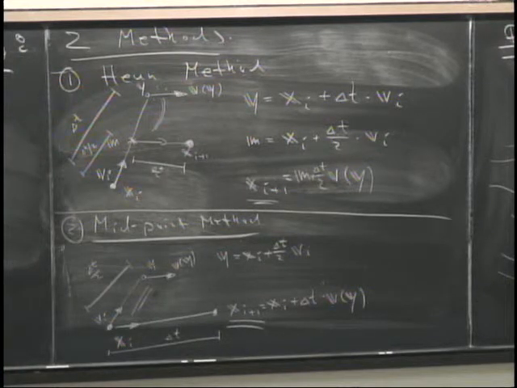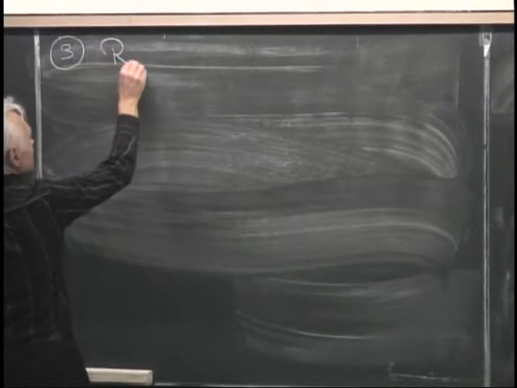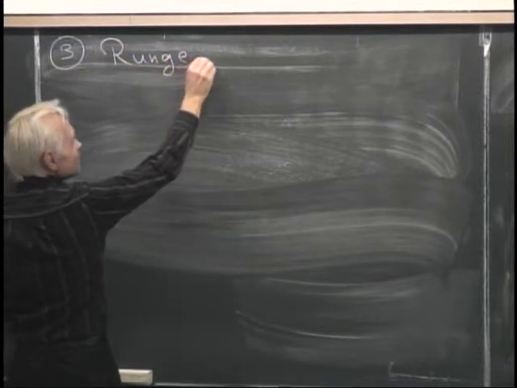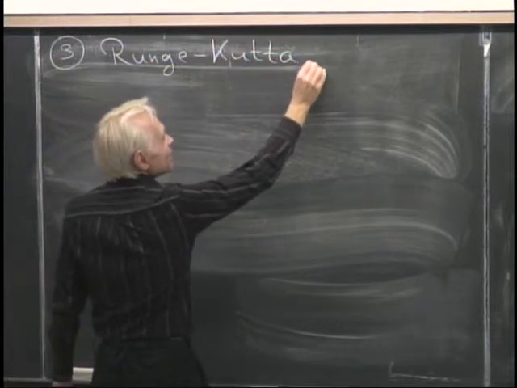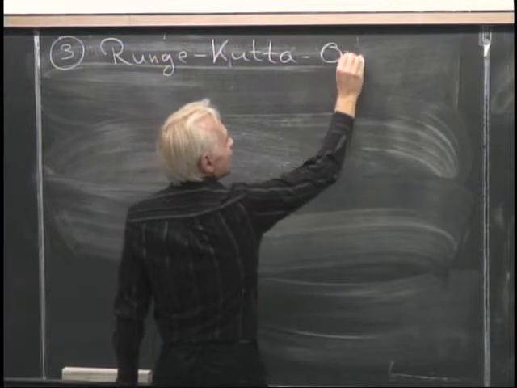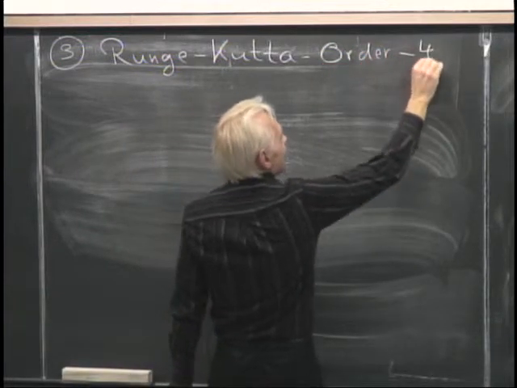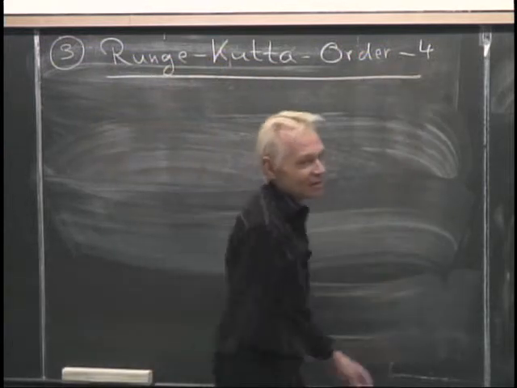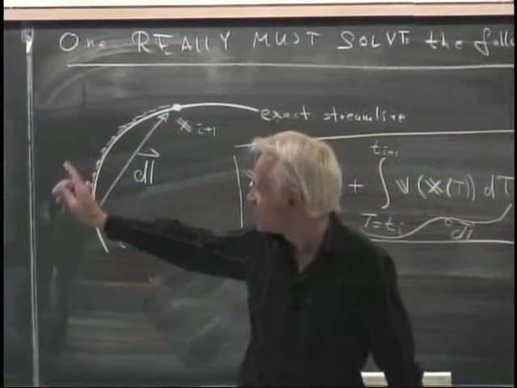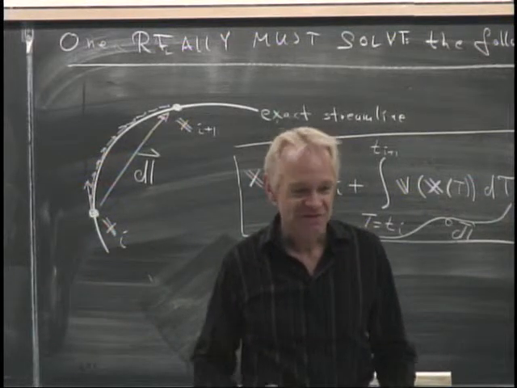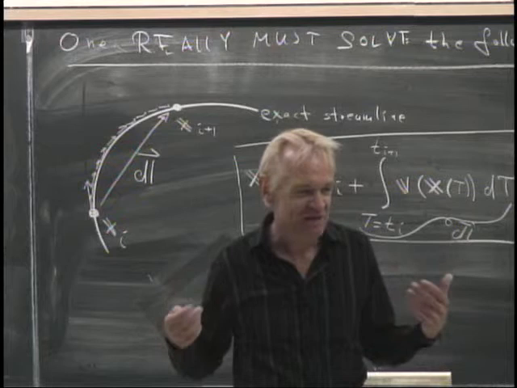Good. What is the most important method that you need to implement? Ideally, you should also understand where it comes from. The Runge-Kutta method of order 4 works pretty darn well for most applications. So the Runge-Kutta method of order 4, just grab it from the web. You will find many implementations of it.